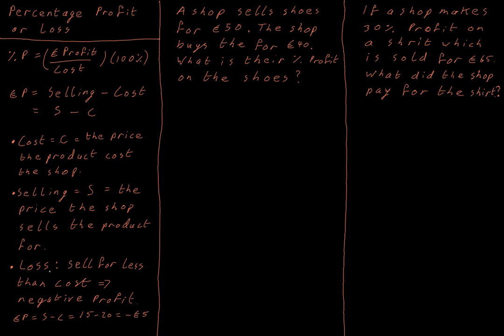And just a quick note on loss. Loss would just mean that we sold something for less than it cost us. So if we were trying to make a profit on something and we sold it for €15, but it had cost us €20, we would have made a loss of €5. So we'd say the profit was minus €5. So we'd have S minus C equal to 15 minus 20, which is -5, for our profit when we'd be working things out. And that's the only effect that loss has on our calculations.